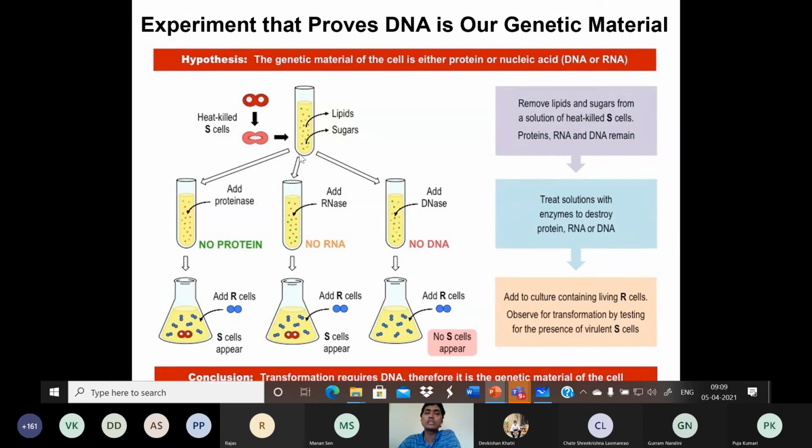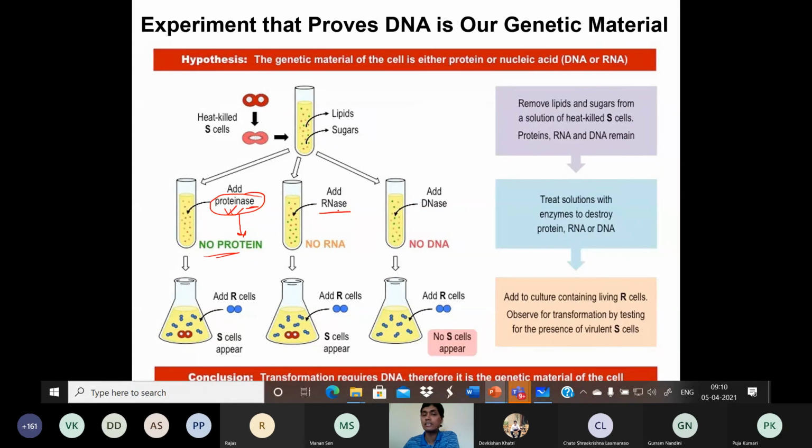Then, whatever solution remained after removing lipid and sugar, where sugar here means carbohydrate, okay? That solution they distributed into 3 different tubes, and in one tube they added proteinase. In biology, particularly, all enzymes end with "ase", like proteinase. So what is the function of proteinase? Proteinase will break down, or digest, protein. So in this solution, all protein will be degraded, destroyed, because we added proteinase.